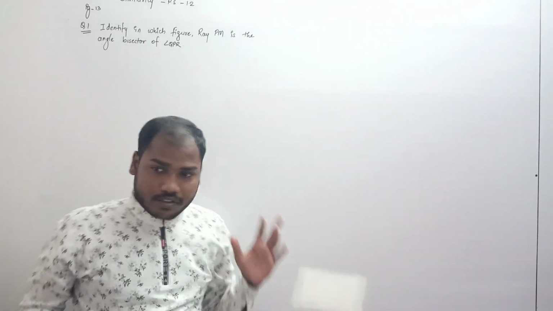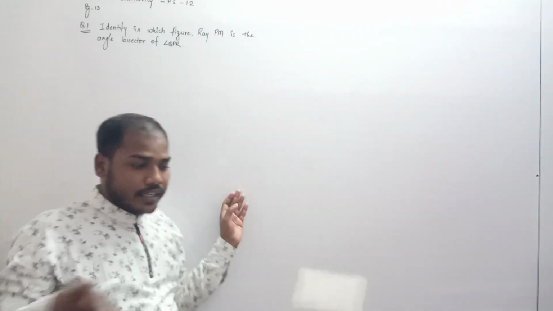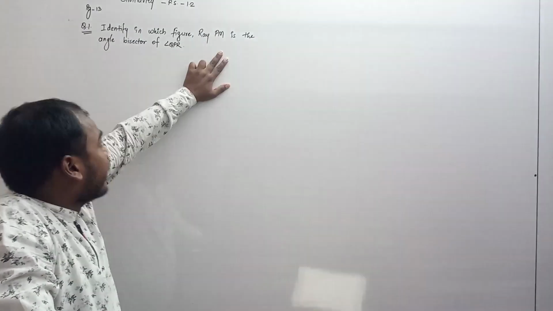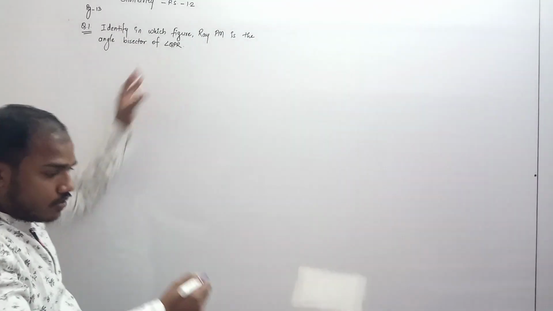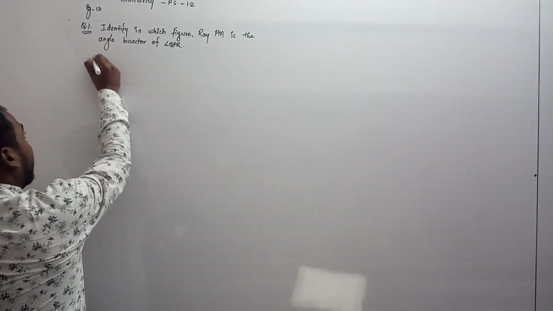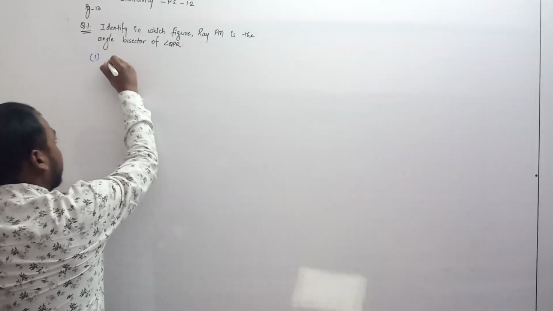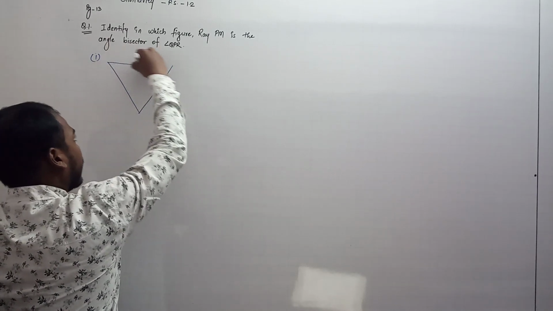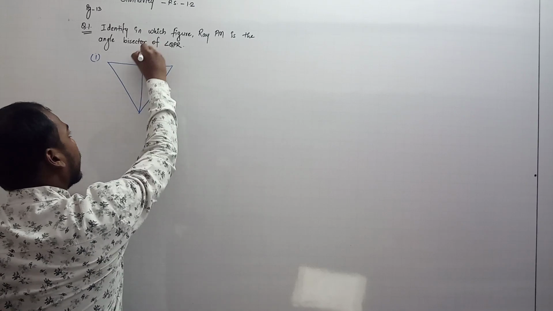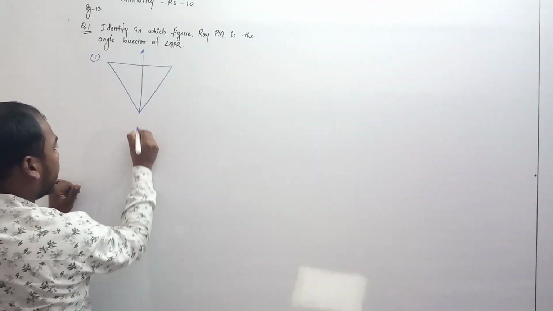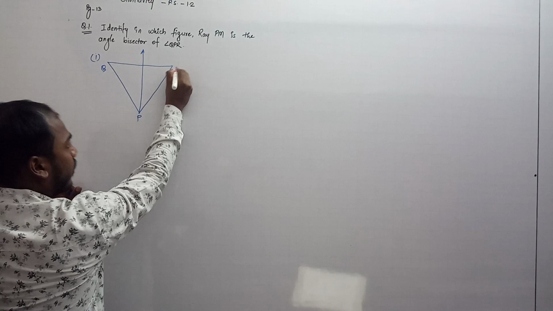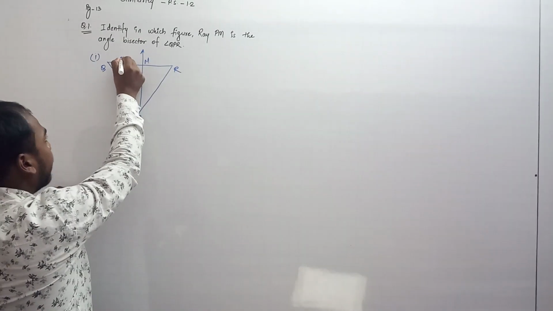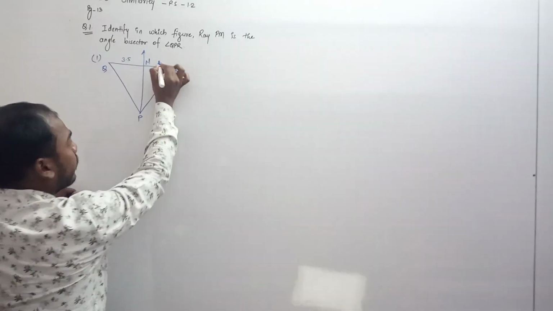So they have given three diagrams. Out of those three diagrams, we have to find where ray PM is the angle bisector of angle QPR. The first diagram is this one. The triangle is named PQR, and they have given this point as M. This side they have given 3.5 and this one is 1.5. This one is 3 and 7.